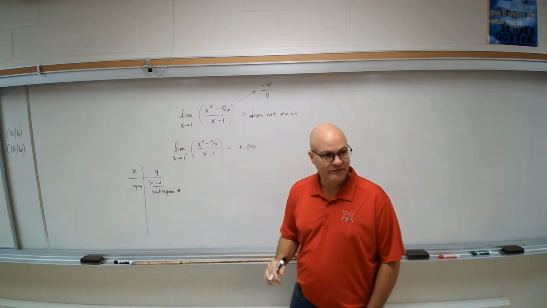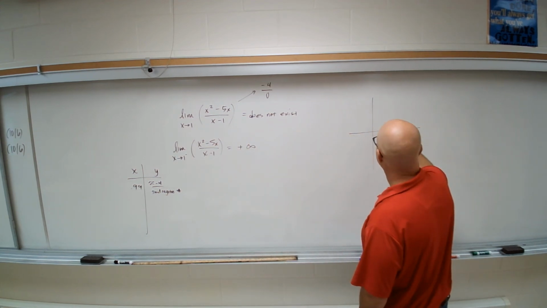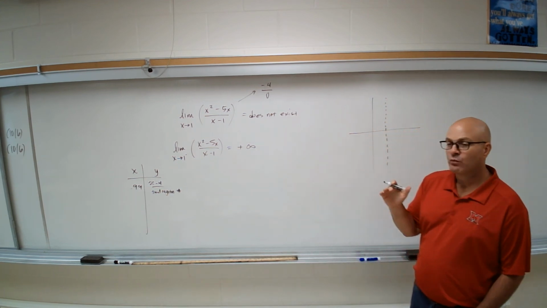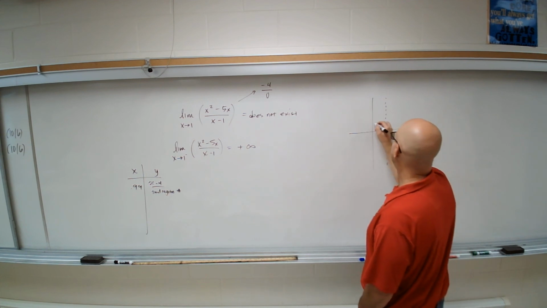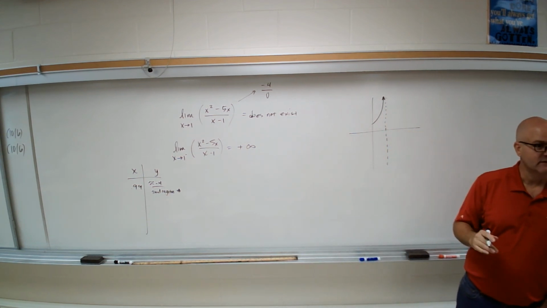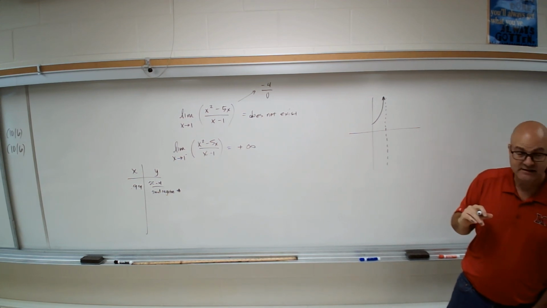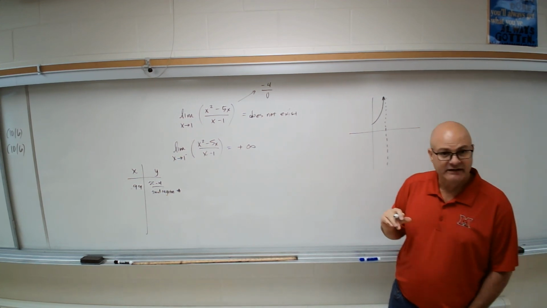Right, so that tells us that on our graph of whatever is going on here, which could be lots of different things, as we approach 1 from the left, it's going to go up like that. That's all we know. It could do lots of other things. Does that make sense, though? Why it would be positive infinity?